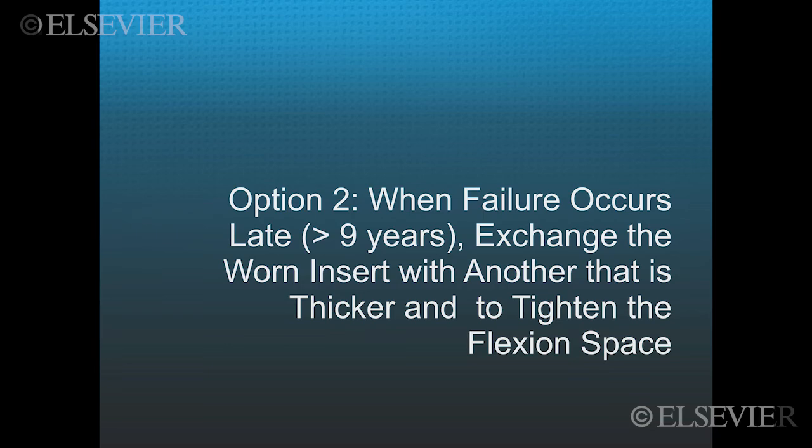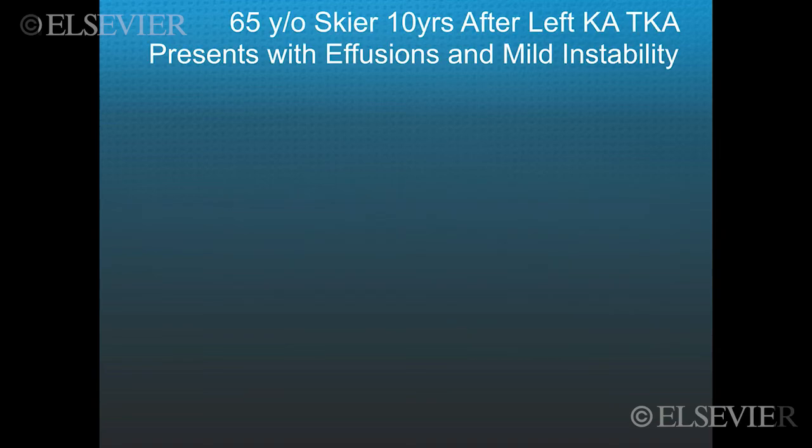Option 2, when failure occurs late, typically 8, 9, 10 years, then exchange the worn insert with another that is a little bit thicker to reduce the AP movement and to tighten the flexion space, and if possible, add more constraint to the insert if it's available.